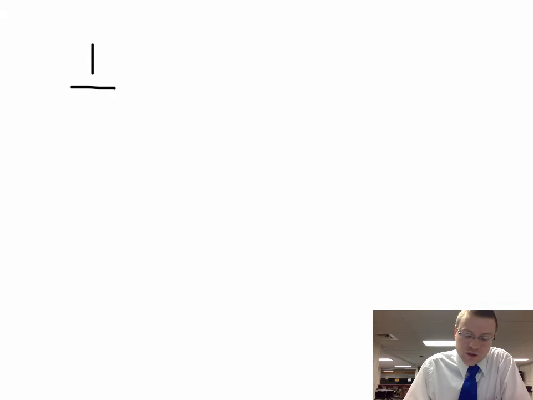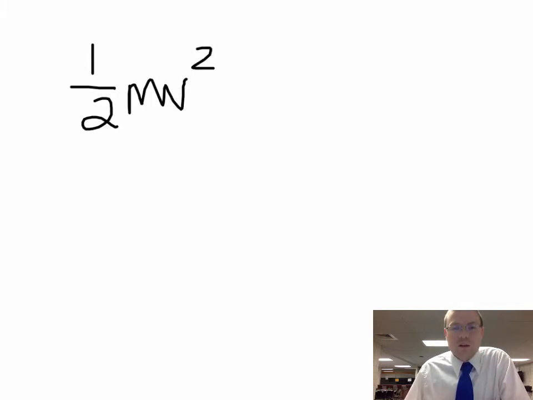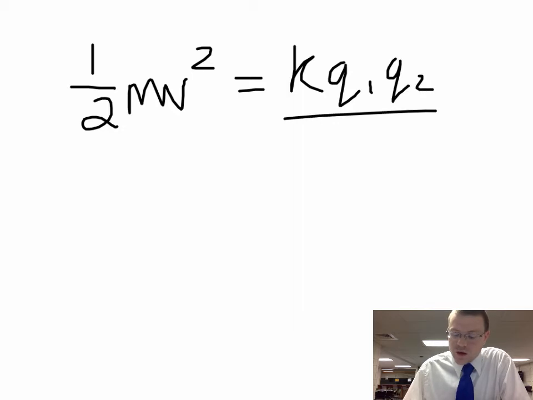Kinetic energy for charges is no different than anything we've ever done before. It's 1/2 mv squared. Over here, the potential energy is going to be k q1 q2 all over r, just the r distance. Don't square it. If you square it, you get a force, not energy. The goal is to find the initial velocity, so we can rearrange this very easily.